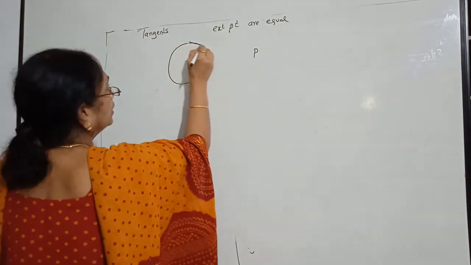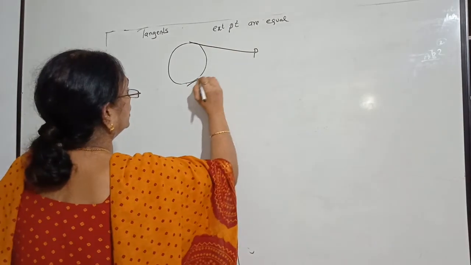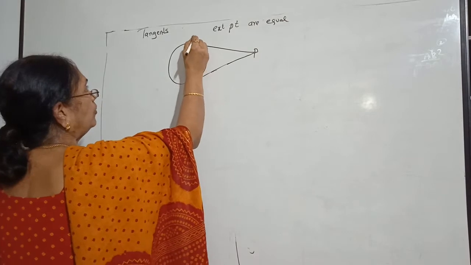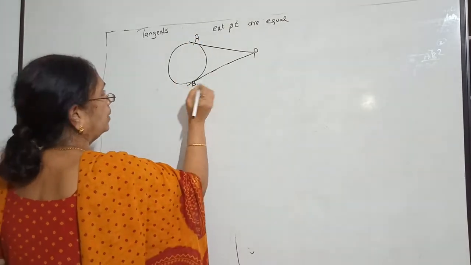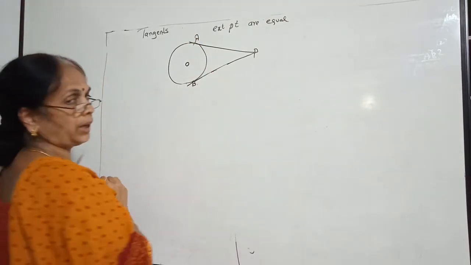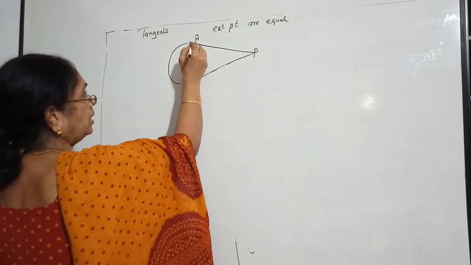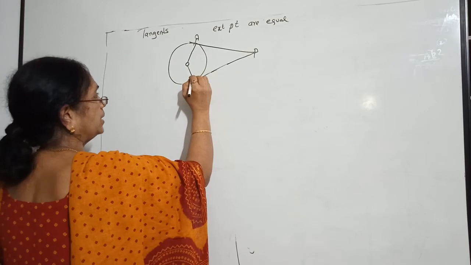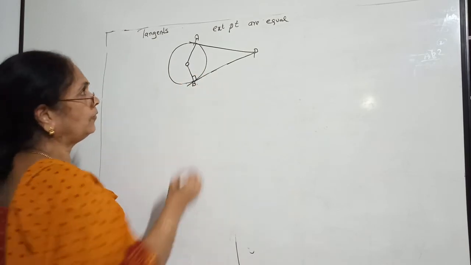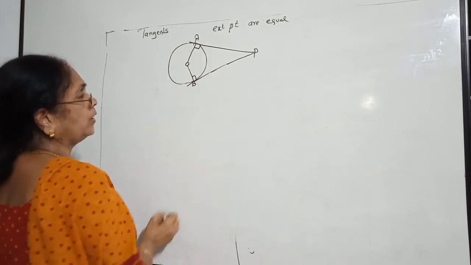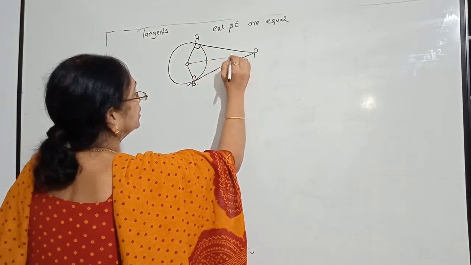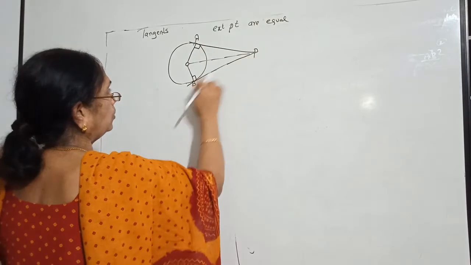Now here, these are the tangents. This is the point of tangency, A and B. I just now told you about the property: from the center of the circle, if I draw one line, that becomes the radius. Radius and tangent make an angle of 90. I can draw this as a construction, because now I need to prove AP is equal to BP.